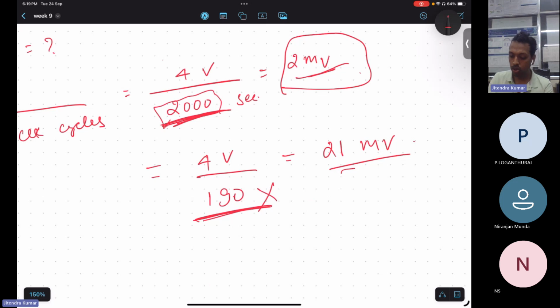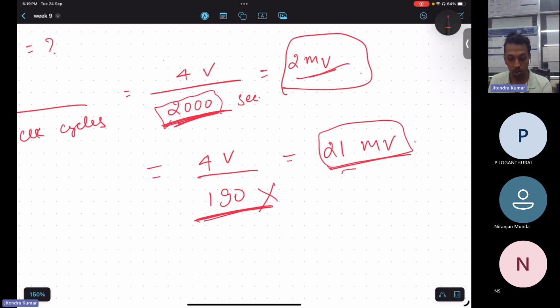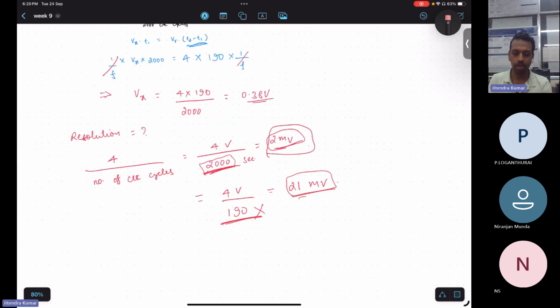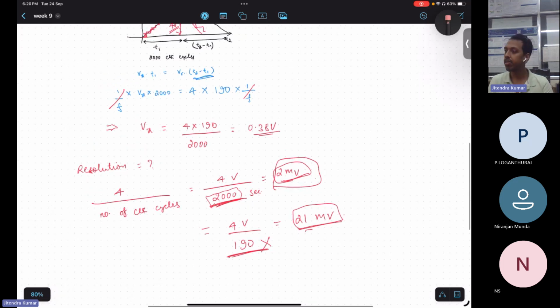If you use 190, you are going to get 21 millivolt, and if you use 2000 clock cycles, you will get 2 millivolt. So if you get confused in any case, just compare both of them with different clock pulses and observe which one has the lowest value. That would be the resolution of the circuit. That's another trick if you get confused. Is that okay? Fine, cool.